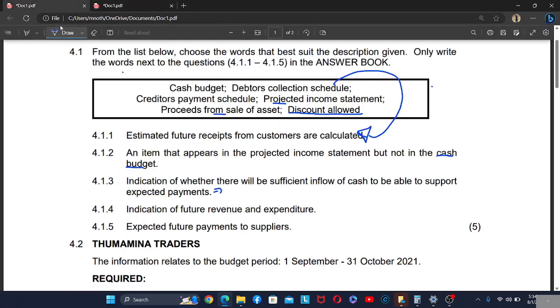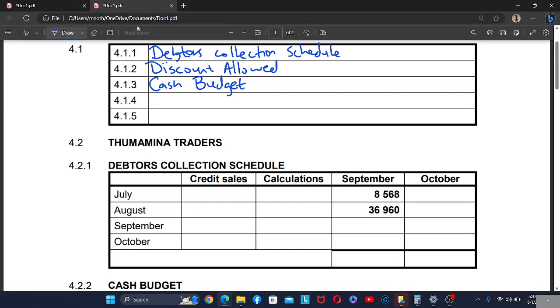4.1.4, indication of future revenue and expenditure. So revenue here we're talking about the incomes, and then expenditure is the expenses. So indication of future revenue or incomes and expenditure, this is the projected income statement.